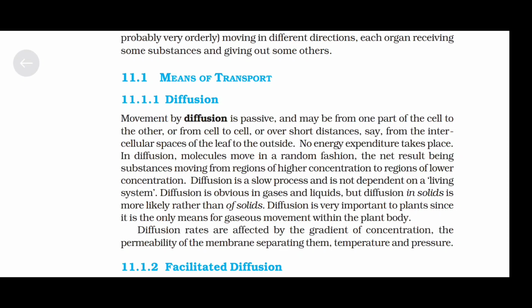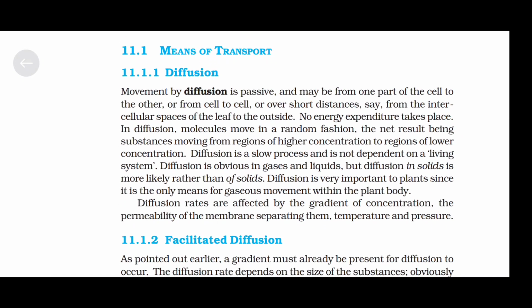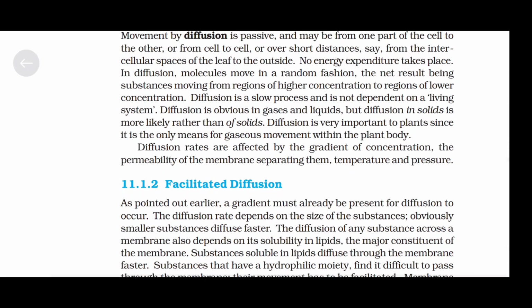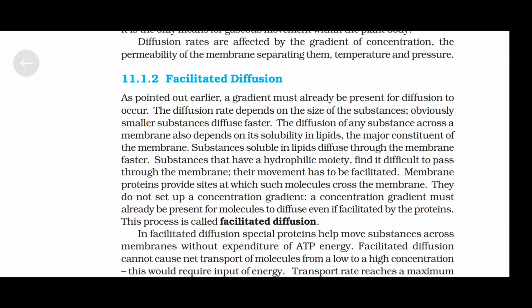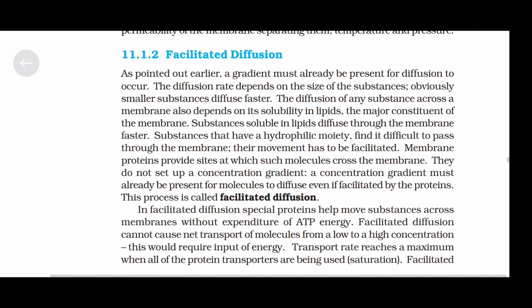Diffusion is obvious in gases and liquids, but diffusion in solids is more likely rather than of solids. Diffusion is very important to plants since it is the only means for gaseous movement within the plant body. Diffusion rates are affected by the gradient of concentration, the permeability of the membrane separating them, temperature, and pressure. Facilitated diffusion. As pointed out earlier, a gradient must already be present for diffusion to occur. The diffusion rate depends on the size of substances. Obviously, smaller substances diffuse faster.